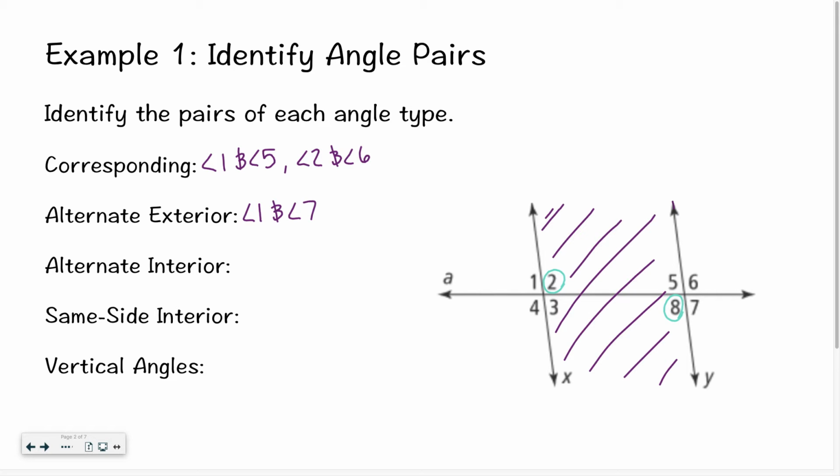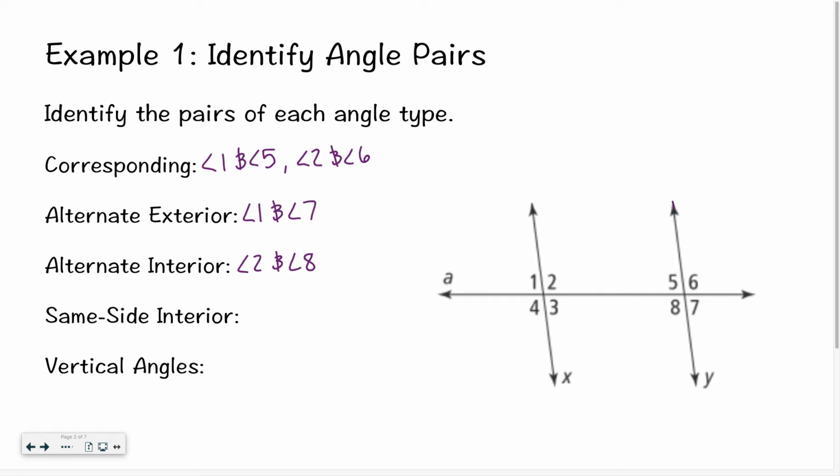What is another example of alternate interior angles? Okay, hopefully you came up with angle 3 and angle 5 as your other alternate interior angle example.